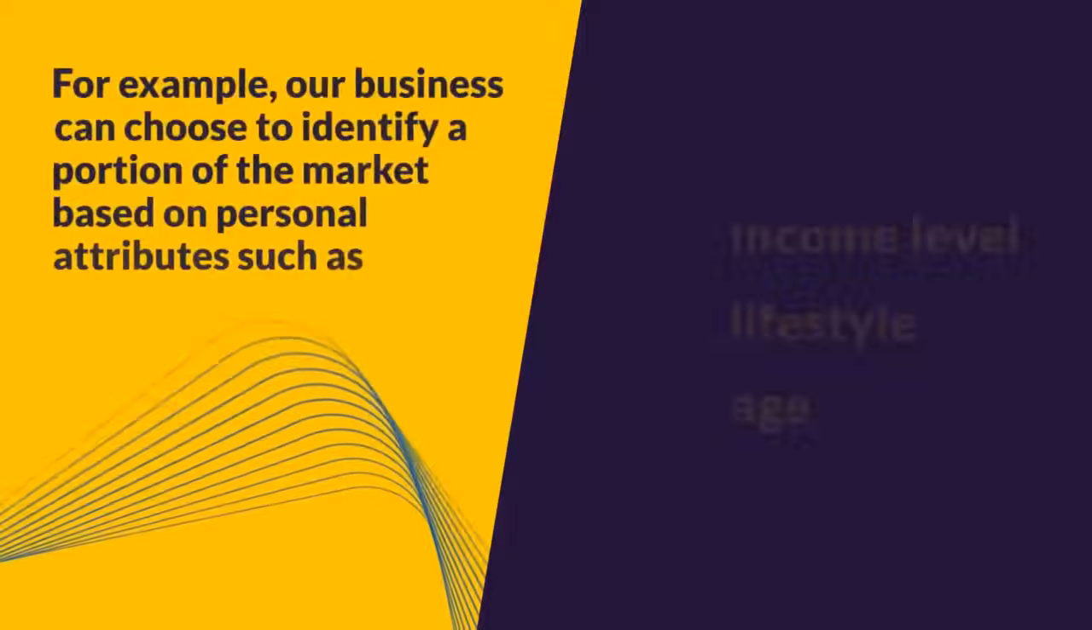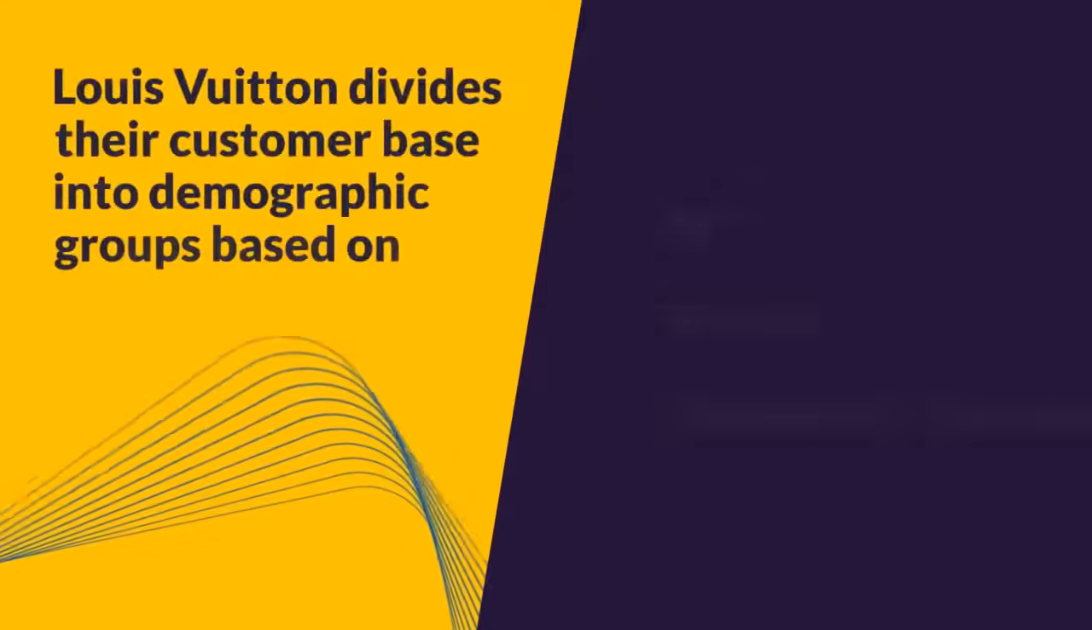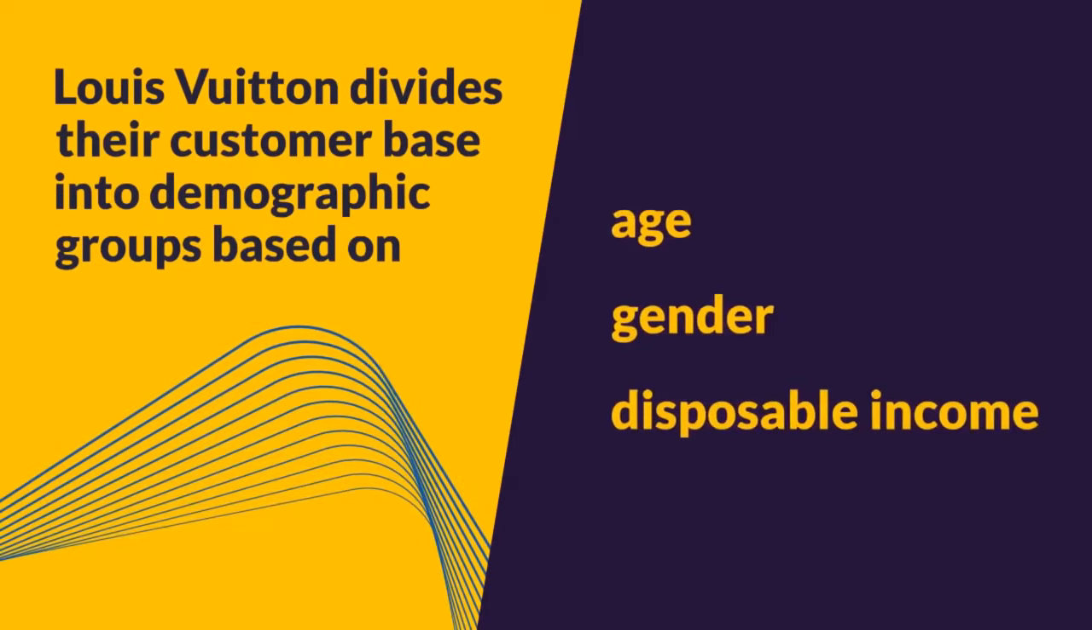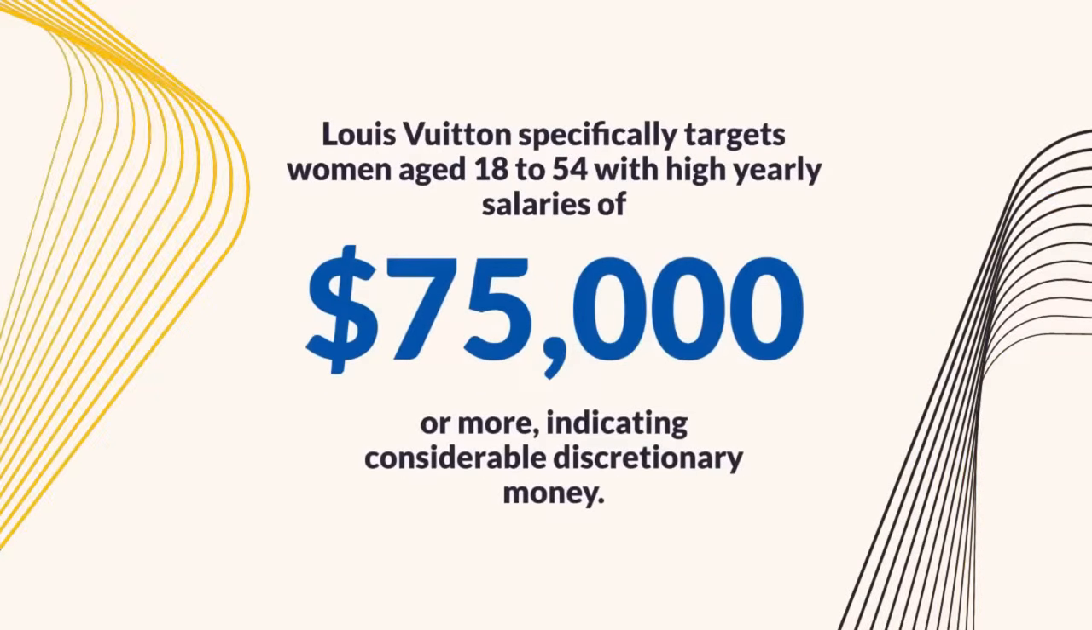For example, our business can choose to identify a portion of the market based on personal attributes such as income level, lifestyle, or age. LV divides their customer base into demographic groups based on age, gender, and disposable income. LV specifically targets women aged 18 to 54 with high yearly salaries of $75,000 or more, indicating considerable discretionary money.